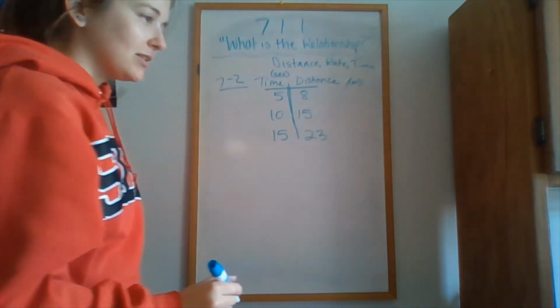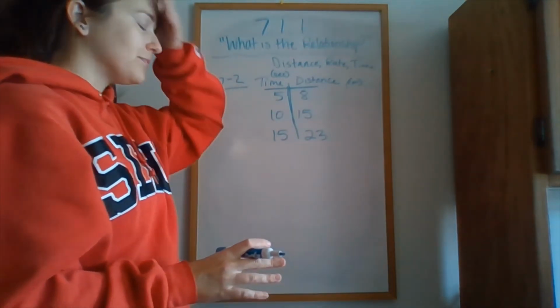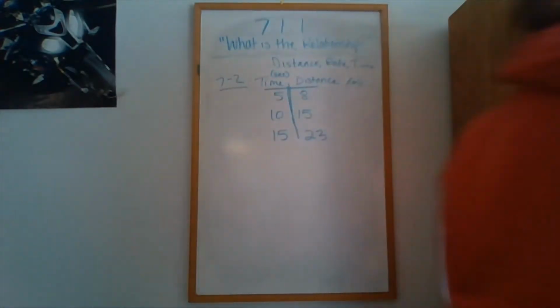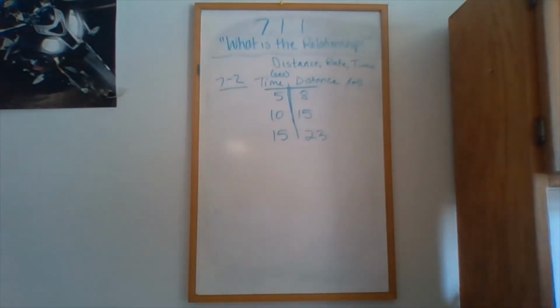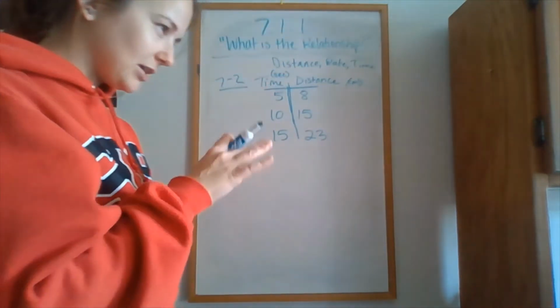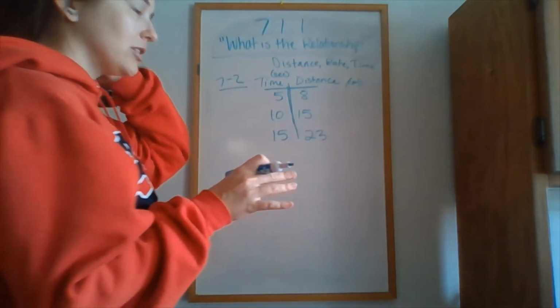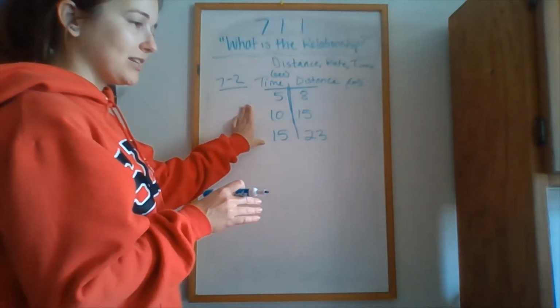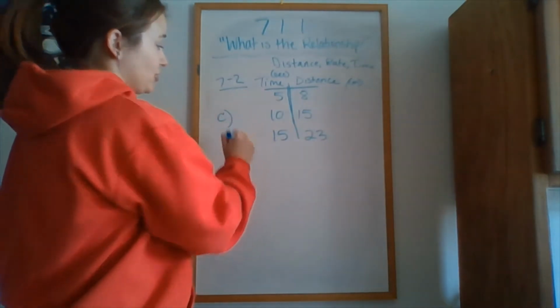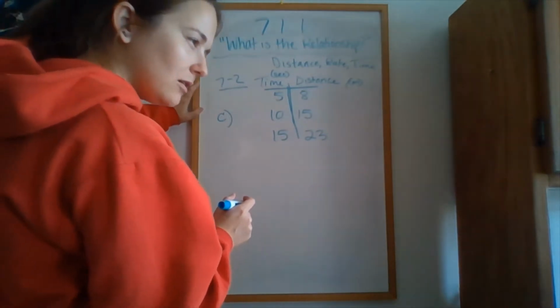So it says, obtain a resource page, and the resource page has a graph on it to show you how to draw it, but we're going to draw our own graph. Work with your team to organize your data into a table and graph it. So here's our table, so you write that down. Now we're going to do our graph for the same problem C.